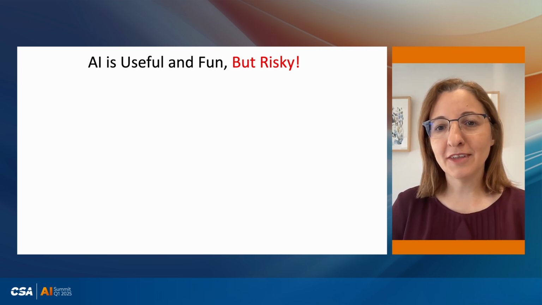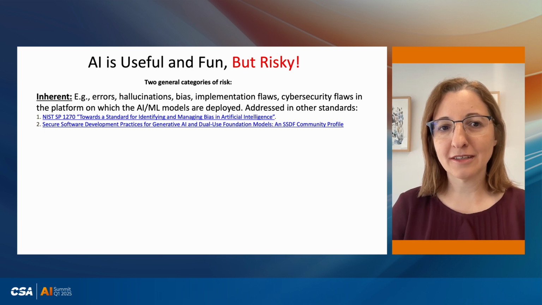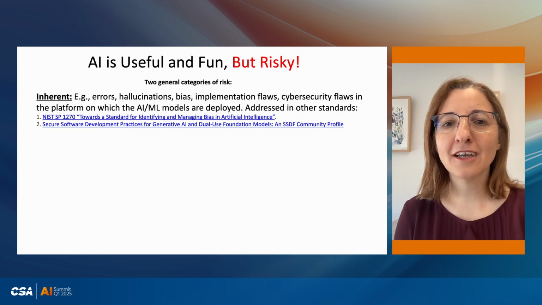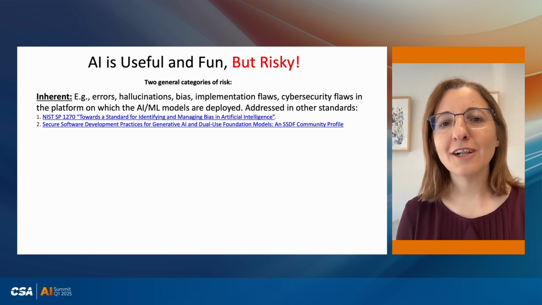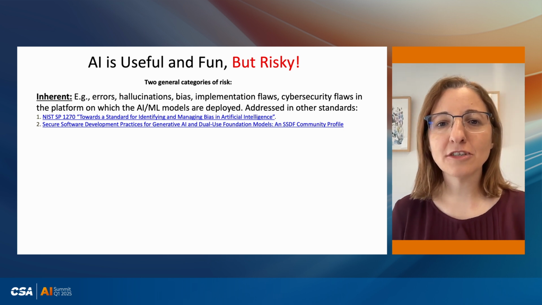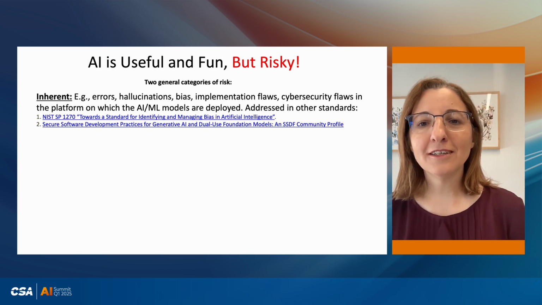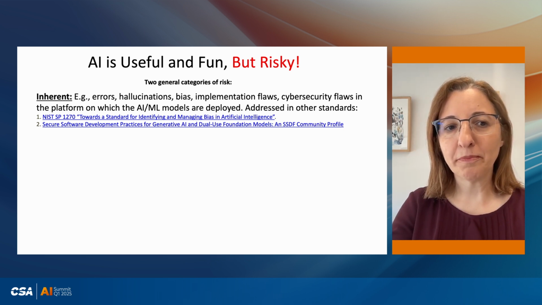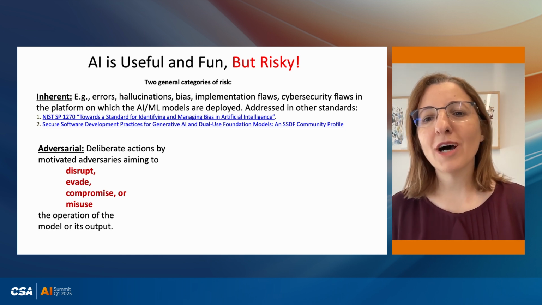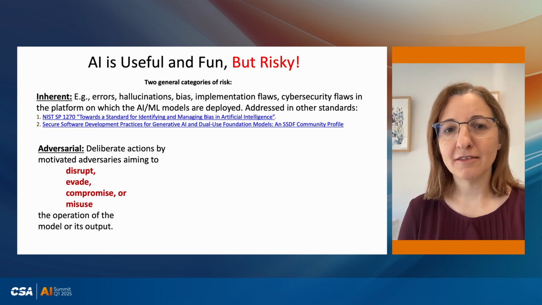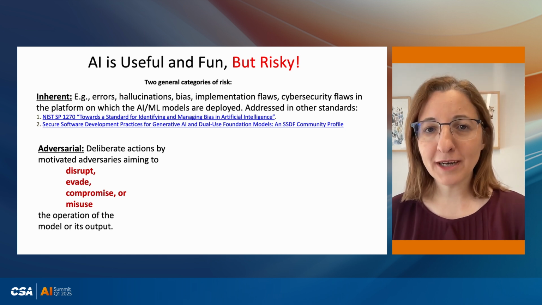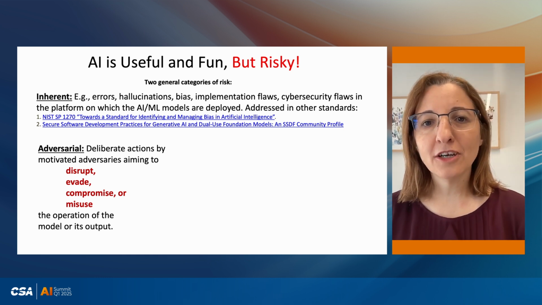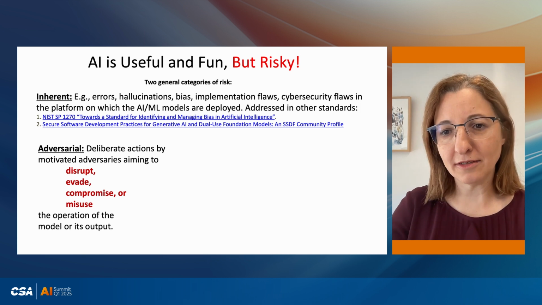it is also risky. And there are two main categories of risks. The first one is what I would call inherent risks. These are things like unintentional errors, hallucinations, bias, or implementation flaws. There are already several NIST standards that address these issues, and we will not talk about them today. The second category, what we are interested in, is adversarial risk. These are defined as deliberate actions by motivated adversaries trying to disrupt, evade, compromise, or misuse the AI system.